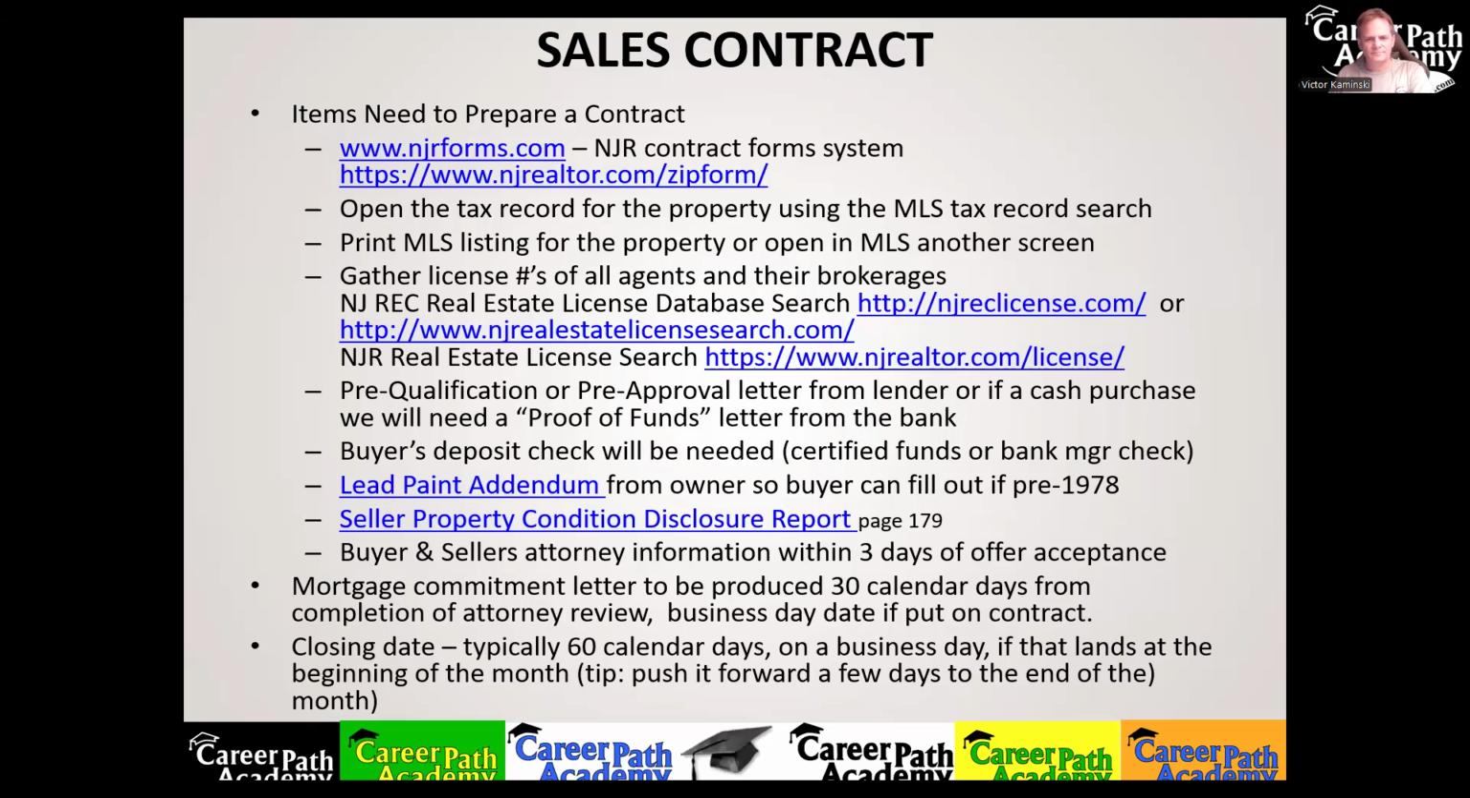Like what exactly? Like you said. Yeah, this is the information you're gonna need to gather to prepare a contract. What about the end of the month, like the mortgage?